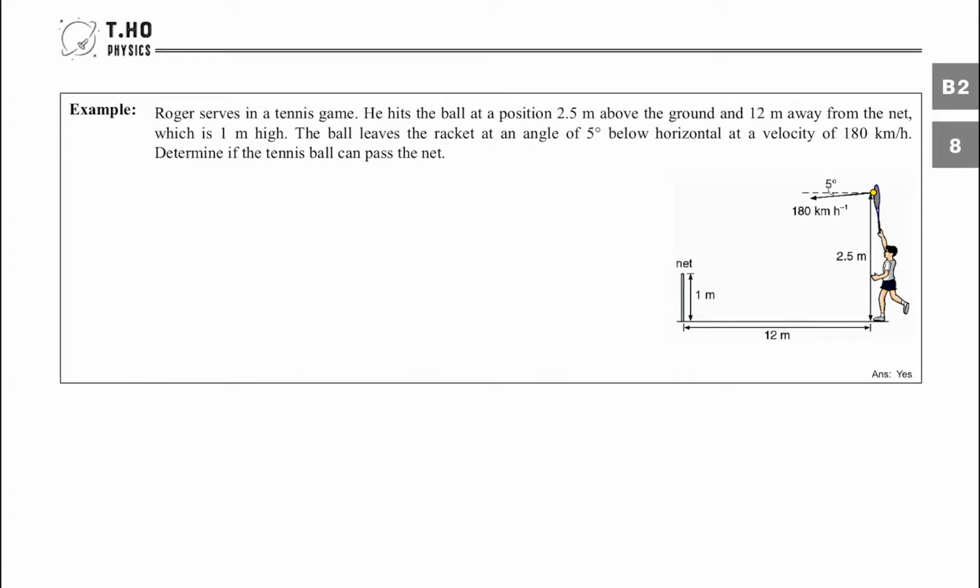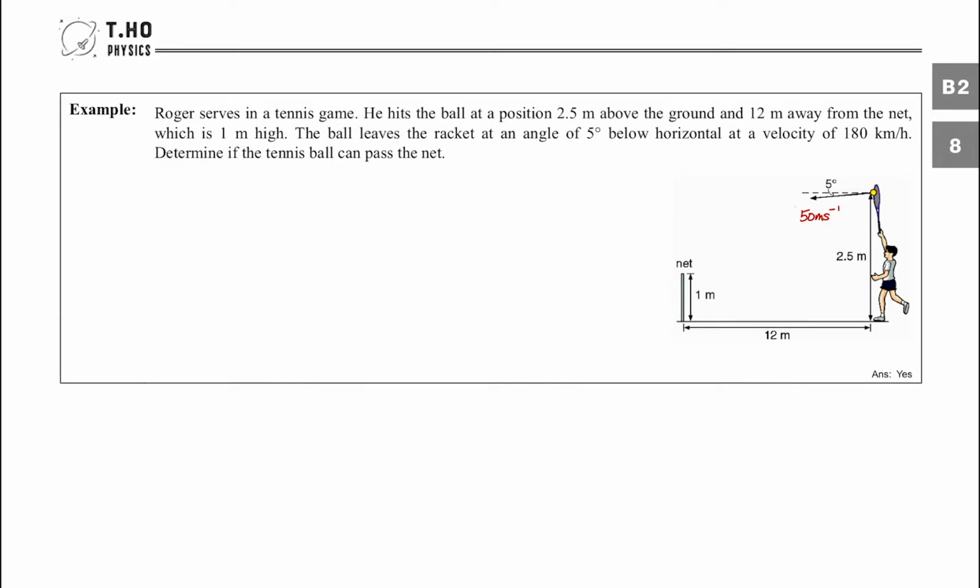Here we come to the last example on page 15, where Roger serves a tennis game as illustrated in the diagram. He served the ball at 100 km/h at an angle of 5 degrees below the horizon. As we can see, we have 100 km/h, which is not an SI unit. We would not like to mess with the unit, so we are going to convert it, not 180 km/h, but 50 m/s.